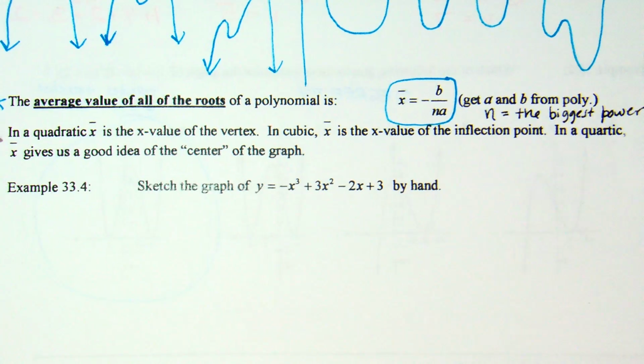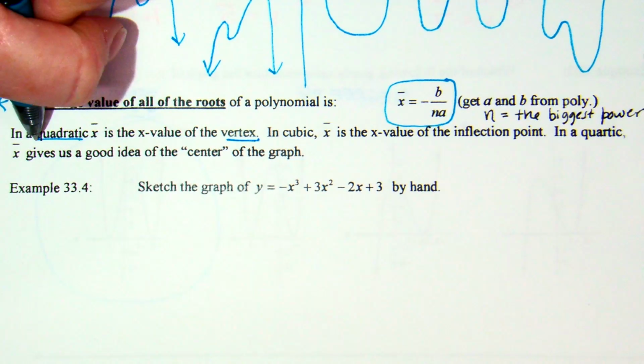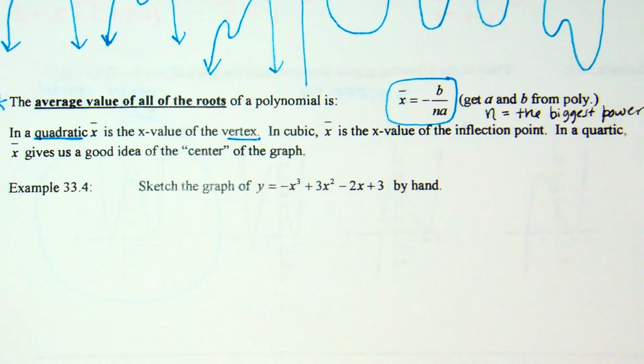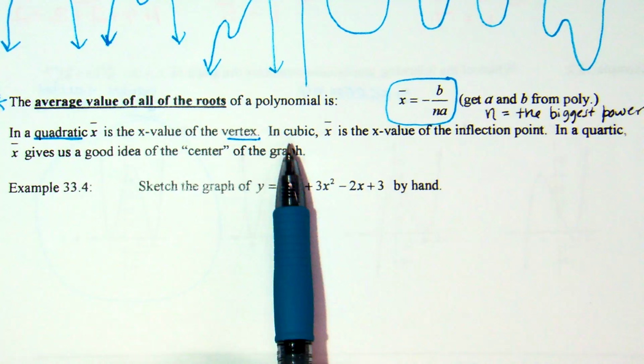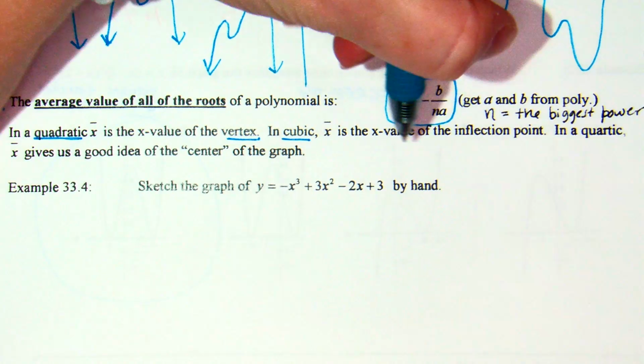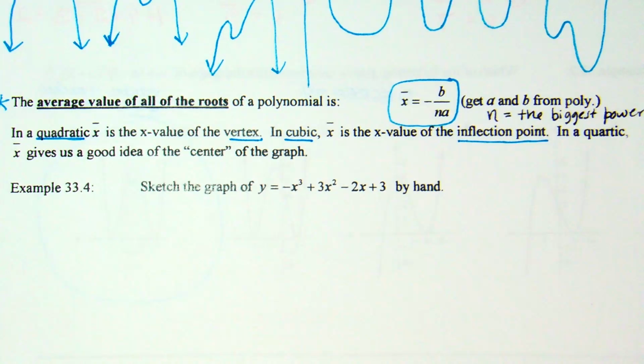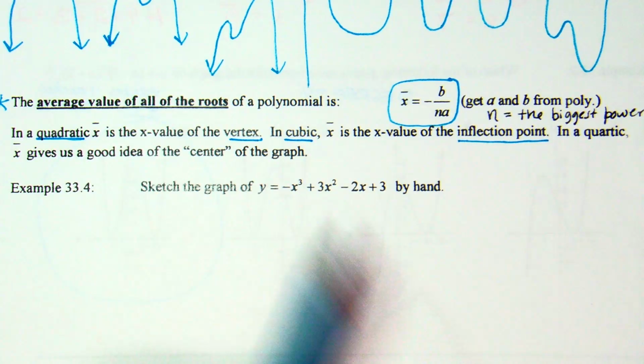In a quadratic, x bar is the x value of the vertex. If you find the average value of all the roots, in a quadratic there are 2 roots, so it's just the vertex, which is the center. In a cubic, x bar is going to be the x value of the inflection point. So notice a vertex is the center of a quadratic. The inflection point is the center of a cubic.